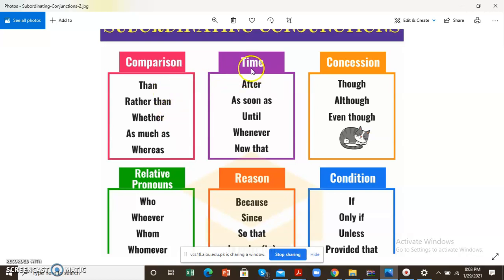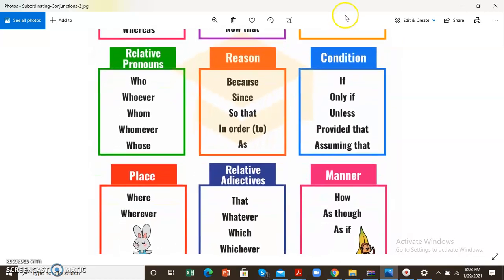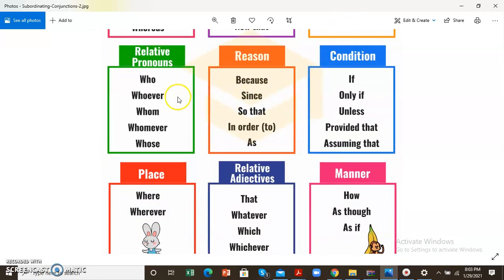If I talk about time, there is a group of words that you will specially use in subordinating conjunctions: after, as soon as, until, whenever, now that, though, although, even though, right? Along with that, if we go ahead we will notice how they go on relative pronouns. Relative pronouns: who, whoever, whom, whomever, whose. The use of all these pronouns indicates some relation to the main clause, as you attach these conjunctions to the dependent clause in order to connect it with the main one, right?